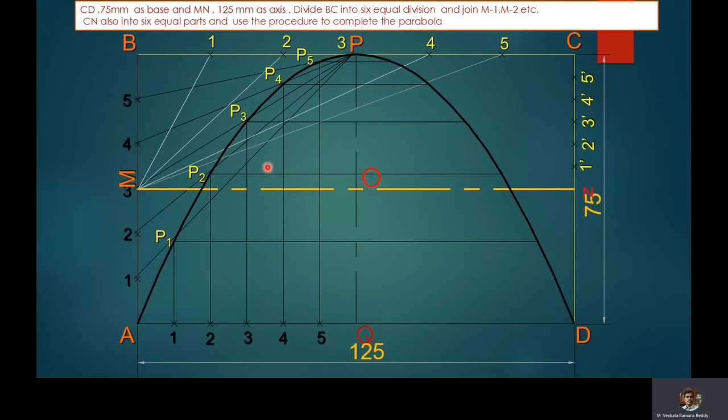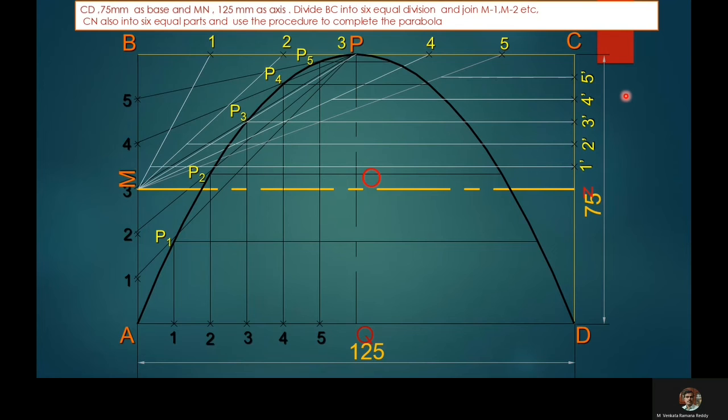From 1, draw a line parallel to the axis towards M1. From 2, draw a line parallel to the axis towards M2. From 3, draw a line parallel to the axis towards M3. From 4, draw a line parallel to the axis towards M4. From 5, draw a line parallel to the axis towards M5. After that, name those points as Q1, Q2, Q3, Q4, Q5.